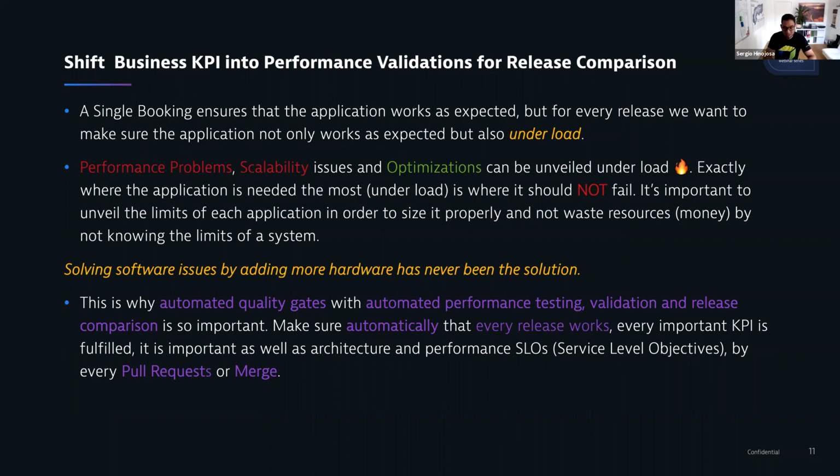It's really important to understand the limits. All applications have a limit. So with load tests, we should understand how the application scales horizontally and vertically: spin more pods or add more CPU and memory, so we can use the resources in a very efficient way. What I have seen in all my years in software development is that companies normally add more hardware, and that has never been the solution. Normally the problem lies in the software. If it's a thread issue or memory issue, you will not be able to solve it as easily as by throwing hardware at it. This is why automated quality gates with automated performance testing, validation, and release comparison are so important.